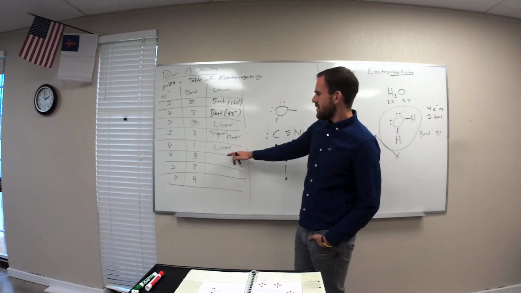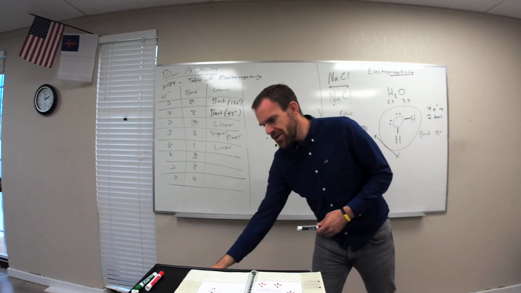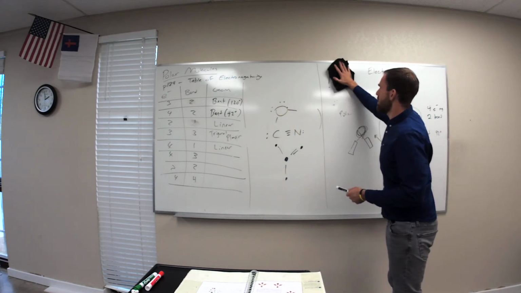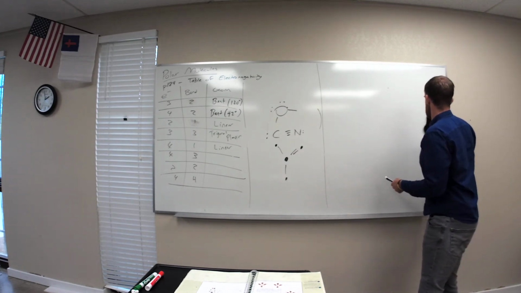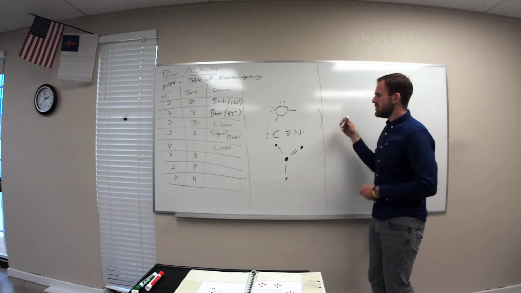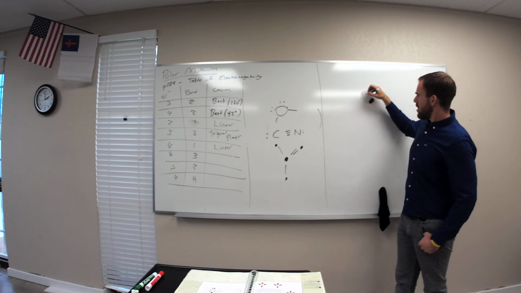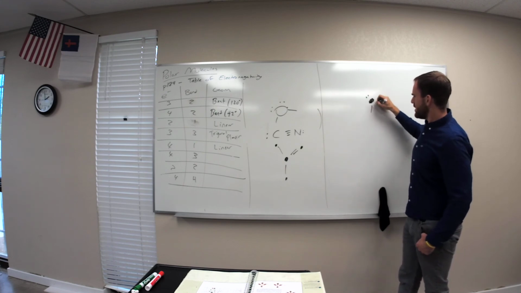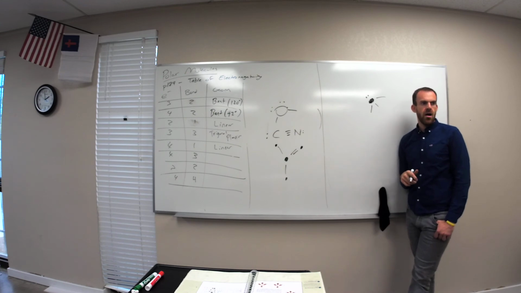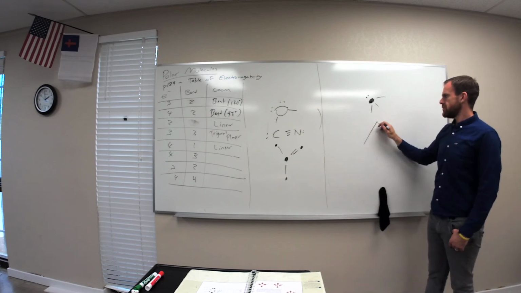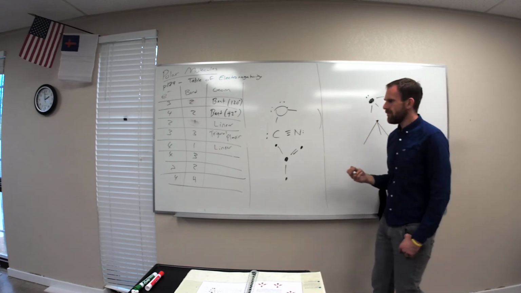All right, next. 4 and 3. So you have 4 electron regions, but only 3 bonds coming up. So you have a guy in the middle, right? And you have 1 pair, and then you have 3 things coming off of it. So what does that kind of look like? It's a pyramid.